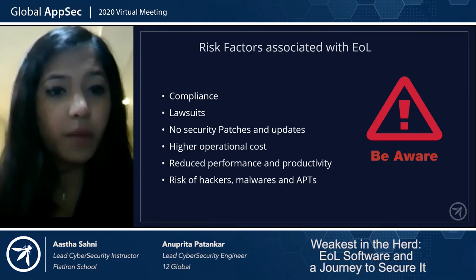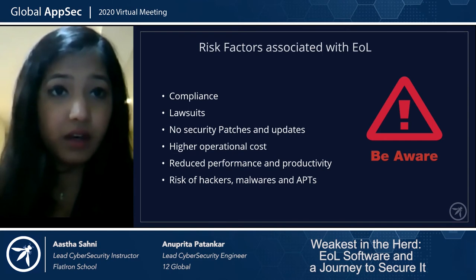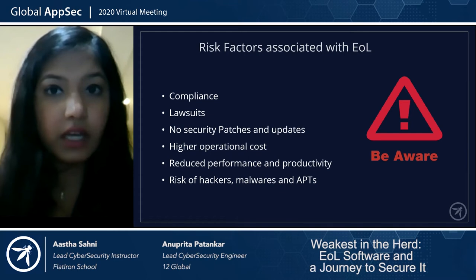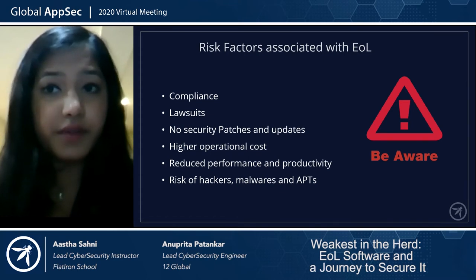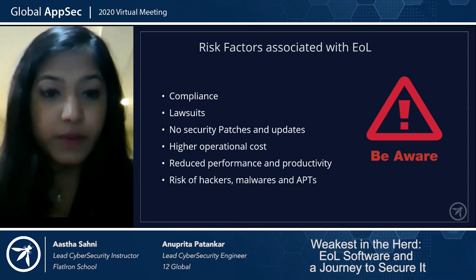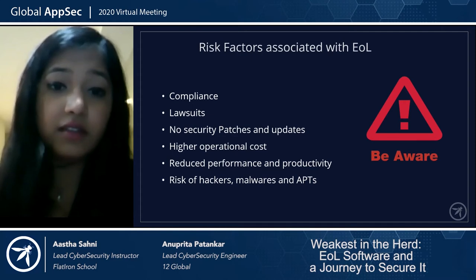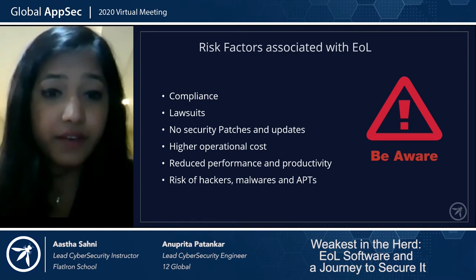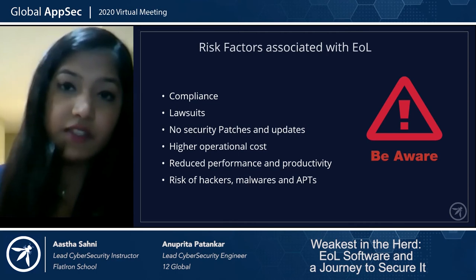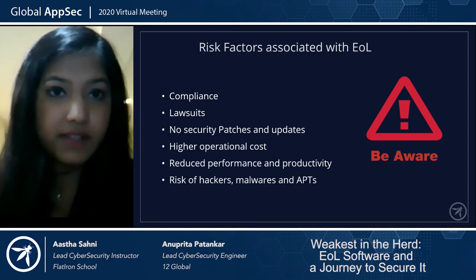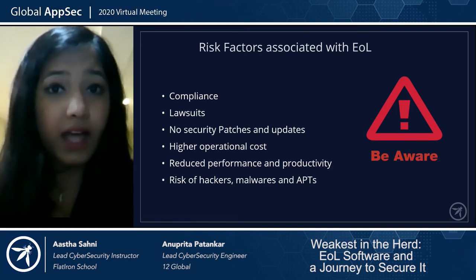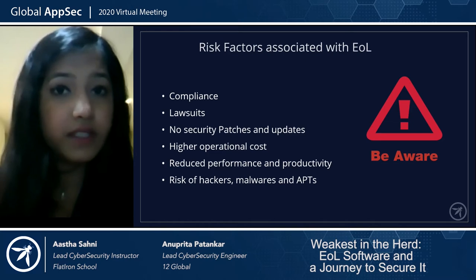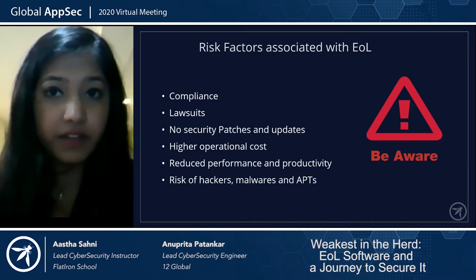The next point is reduced performance and productivity. As you know, outdated software slowly deteriorates over time, and it doesn't perform as efficiently as before. It reduces productivity and puts your company at risk of losing sensitive data or incurring costly shutdowns and downtimes. Another point is the risk of hackers, malware, and APTs. As we saw earlier, software that no longer receives security upgrades and patches is the weakest link and can become a target of hackers, malware, and advanced persistent threats. We will see this in security threats later in the slides.